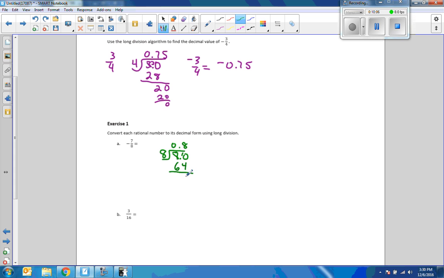10 minus 4 is 6. Seven times eight is 56. 60 minus 56, I should remember minus. 60 minus 56 equals four. Bring down a zero, eight goes into 40 five times. So my answer is going to be, don't forget that negative sign, negative 0.875. Okay, so you got that.